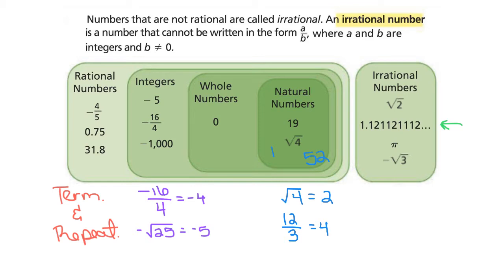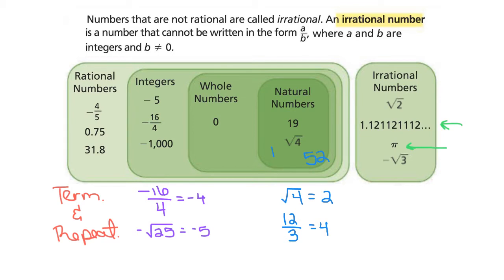Another irrational number is what is known as pi. It's this Greek symbol here. It's often used in geometry when we deal with circles, but pi is a never-ending, non-repeating number.